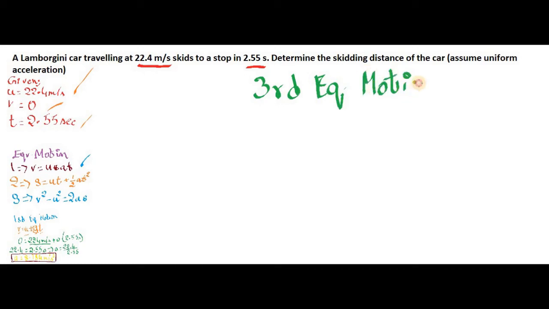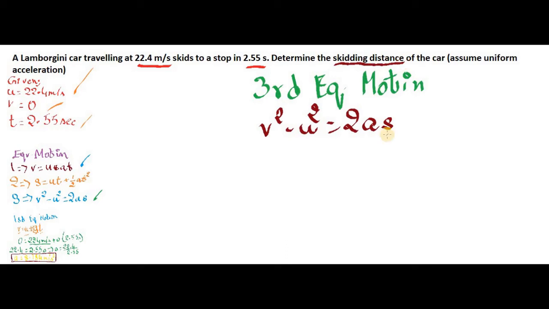Third equation of motion, as we saw here, is v square minus u square is equal to 2as. So let's write it. V square minus u square is equal to 2as. So this is the third equation of motion. Now let's check, do we have all the values for substituting them in this third equation of motion? Because we have to find nothing but this skidding distance. So here we have s, that would be the skidding distance.